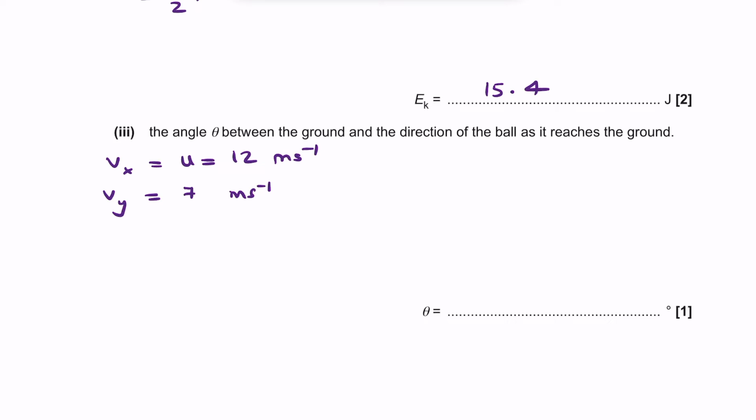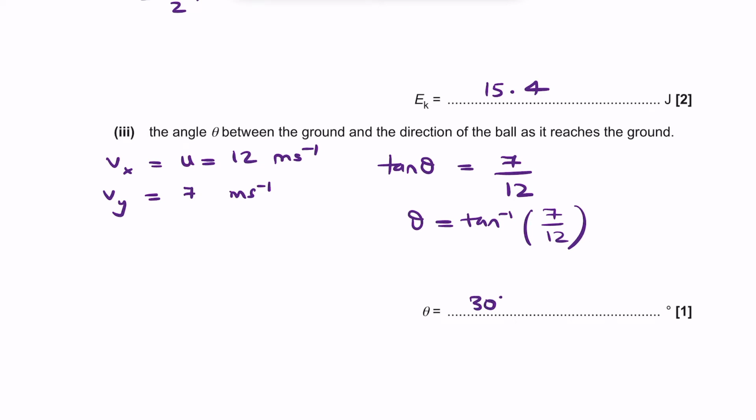So I can use tan theta as 7 over 12, and therefore theta is tan inverse of 7 over 12. That ends up giving me a value of 30 degrees. Cool. Let's move on to our next question.